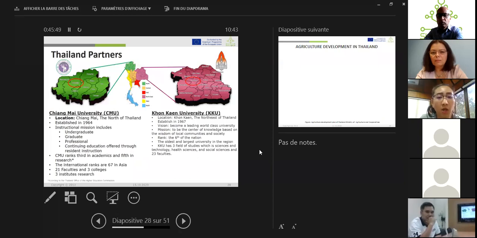And Khon Kaen University, or KKU, is located in the northeast of Thailand and was established in 1967. According to the Thailand Office of the Higher Education Commission, KKU is ranked 6th in academics and research. KKU has 3 fields of study, which are science and technology, health science, and social science, and 23 faculties in KKU. Next, please.